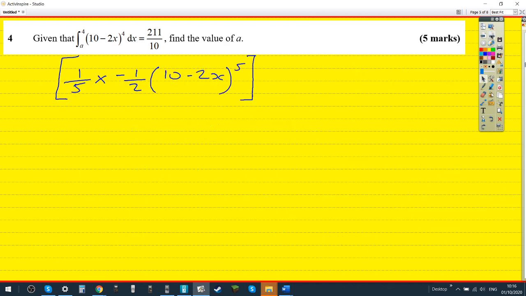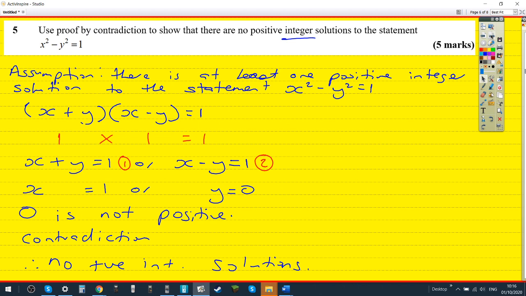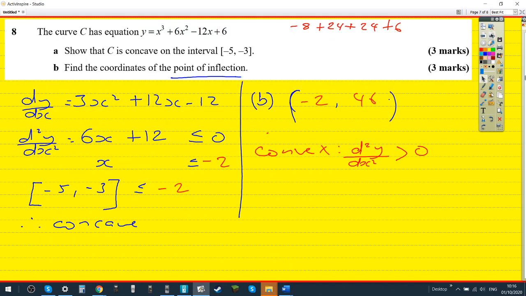No. Okay, let's see. Proof by contradiction. There's so many of these that it's kind of difficult to come up with any kind of formula for it. Difference of two squares, factorize them, and okay, one has only itself as a factor, 1 times 1, and then solve the simultaneous equations. But there's really no way to extrapolate that out, I don't think.